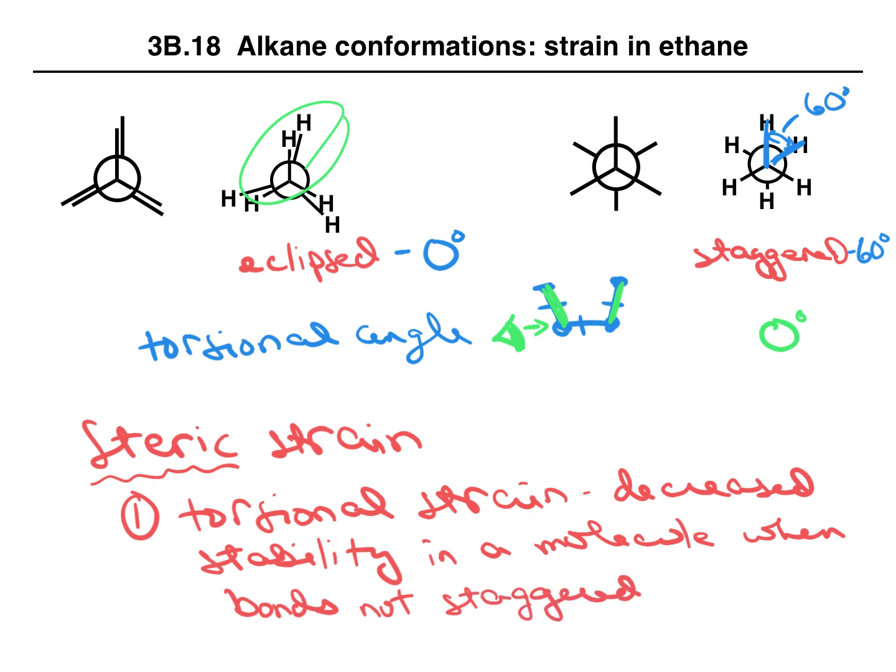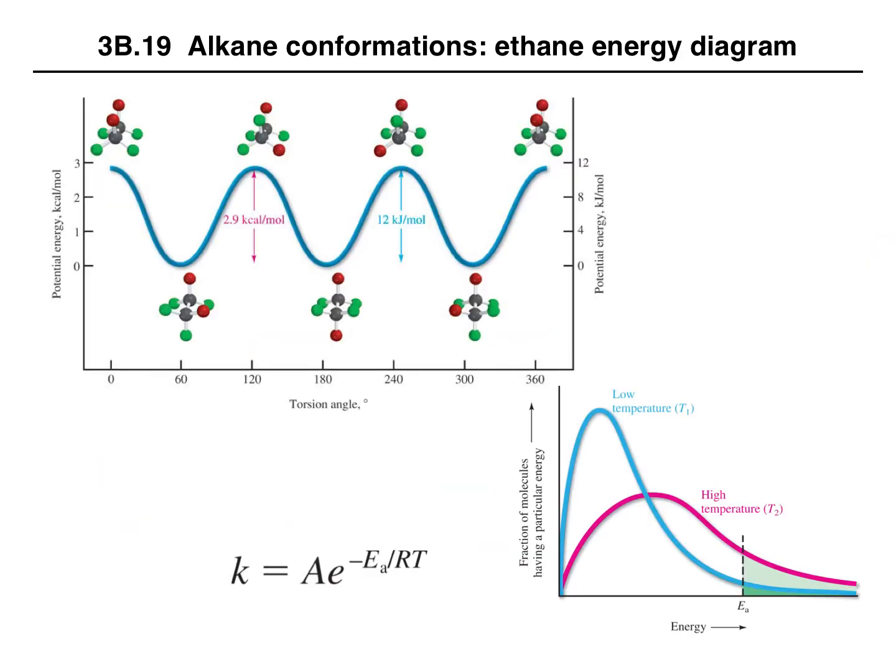So when we have a staggered conformation and a torsional angle of 60, then we have no torsional strain. If we have an eclipsed conformation with a torsional angle of 0, now we have the maximum amount of torsional strain. Any of the infinite number of conformations in between eclipsed and staggered, they're going to have somewhere in between those levels of torsional strain. So let's take a look at how the energy differs with torsion angle.